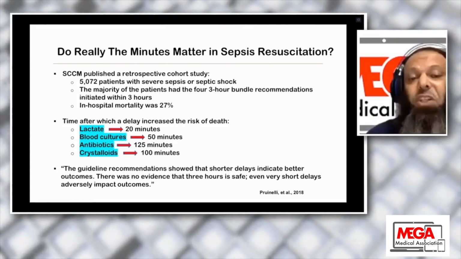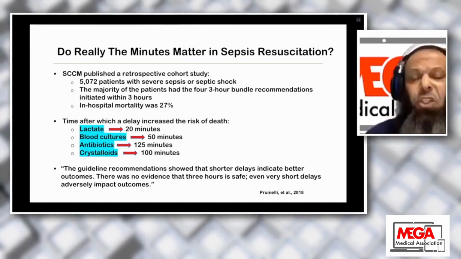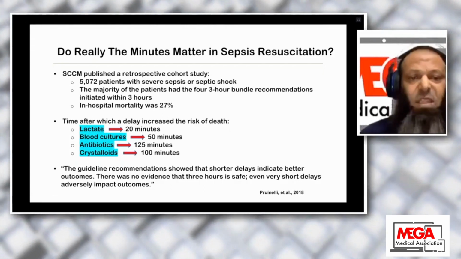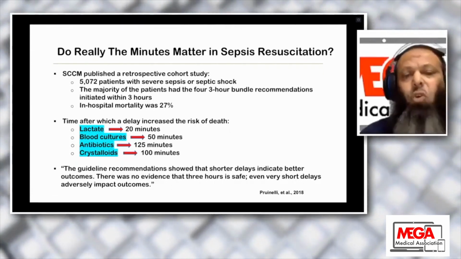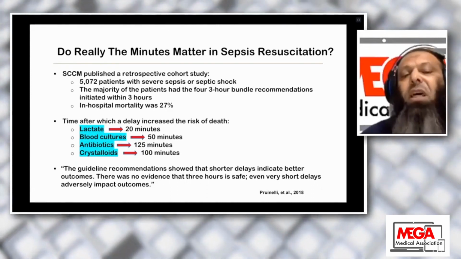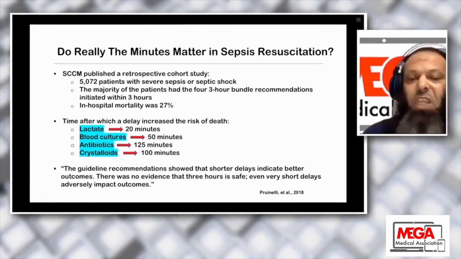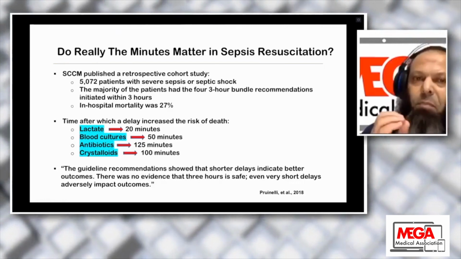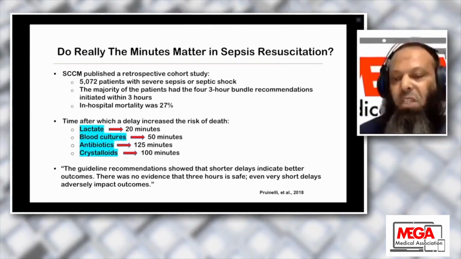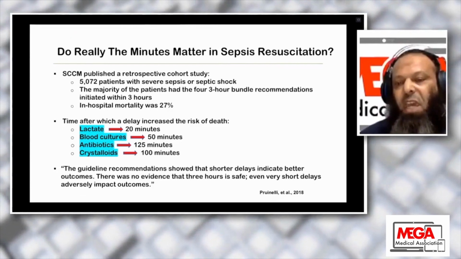So regarding the time after which there was a delay, they found an increased risk. Lactate reached 20 minutes to get it. Blood culture, 50 minutes, close to 1 hour to get it. Antibiotics exceeded 2 hours, and giving the crystalloids, the appropriate IV fluids, exceeded 1 hour. So the guidelines recommendation showed that shorter delays indicate better outcome. Why? Because minutes matter. There was no evidence that 3 hours is safe. Even a very short delay adversely impacts the outcome.